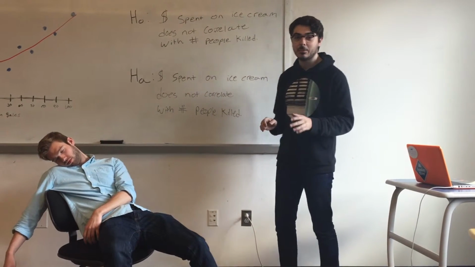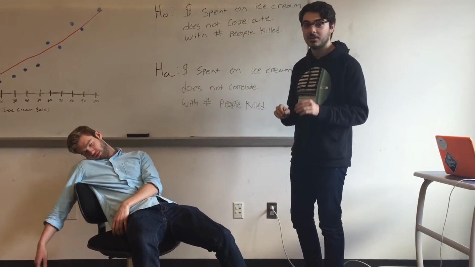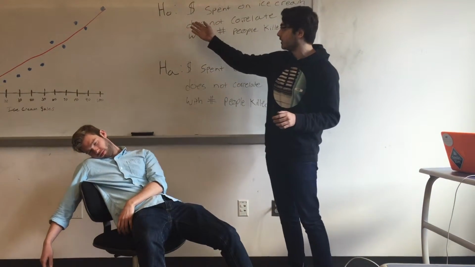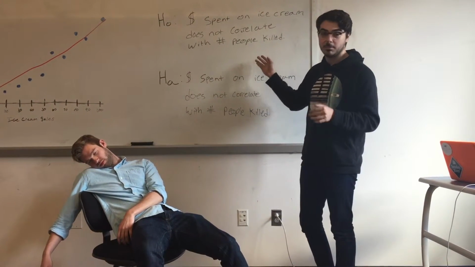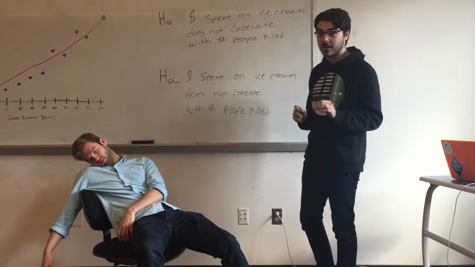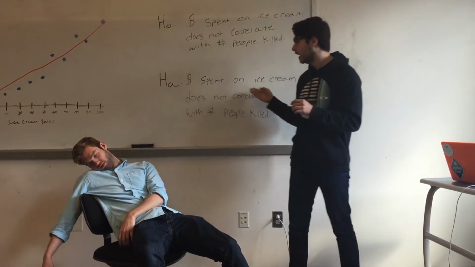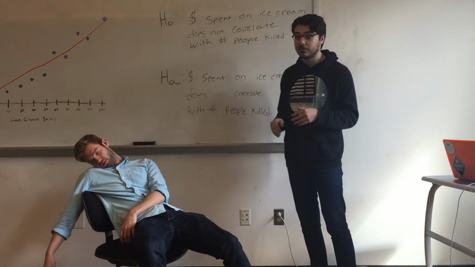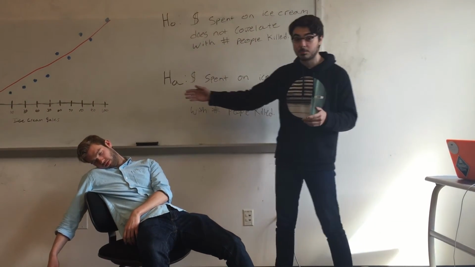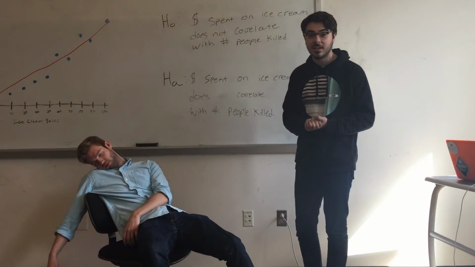So you might have realized that we missed one small minor detail, the hypotheses. Our null hypothesis is that the money spent on ice cream does not correlate with the amount of people killed. Our alternative hypothesis says that the money spent on ice cream does correlate with the amount of people killed. So we reject our null hypothesis and support our alternative hypothesis.